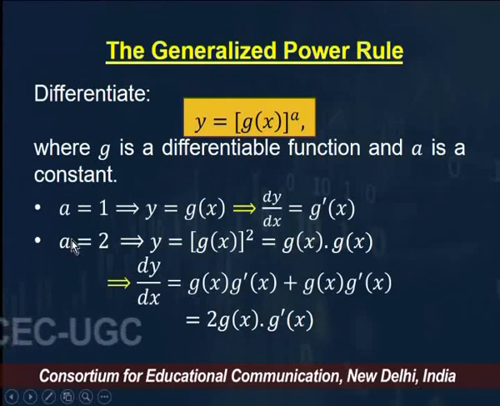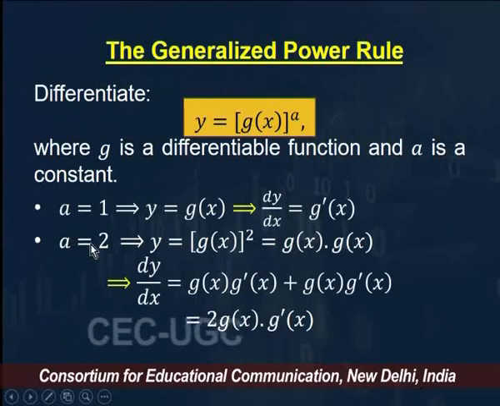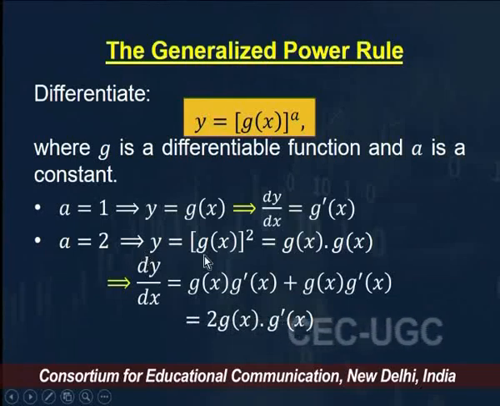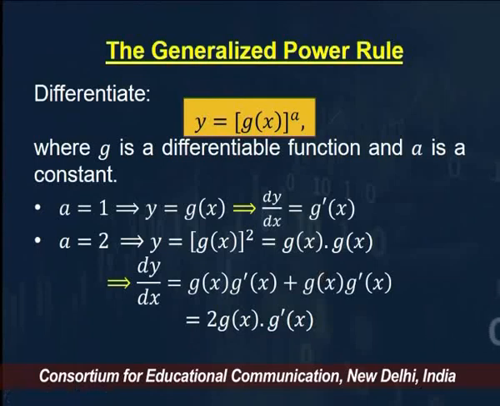Similarly, when a is equal to 2, that implies that y is equal to g of x the whole squared. This in turn can be written as g of x times g of x, and we can use the product rule to arrive at the expression for dy by dx here. So dy by dx would be the first function, g of x. In fact, here both the first and the second functions are the same, so it won't matter where you start.